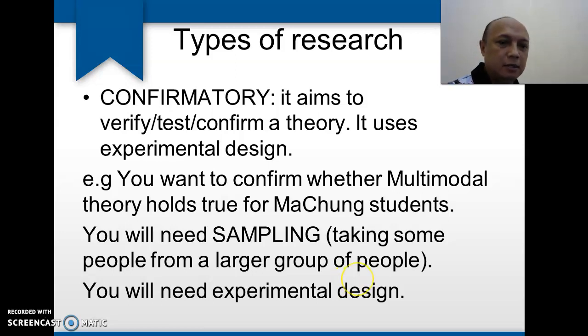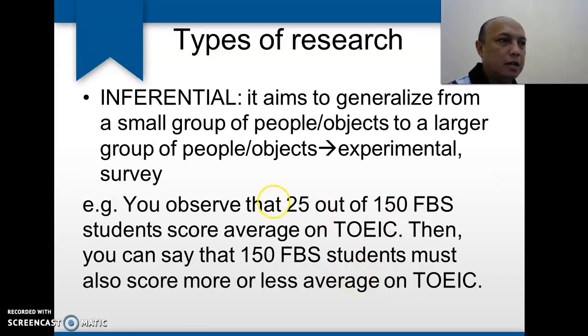Okay, another type of research is what we call inferential. Inferential aims to generalize from a small group of people, or objects, to a larger group of people. Again, this involves sampling, and it uses experimental design or survey research.